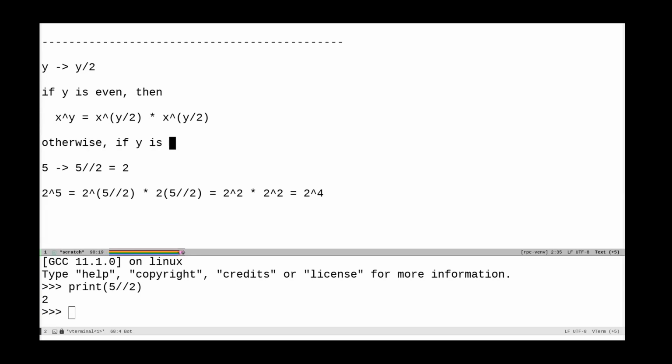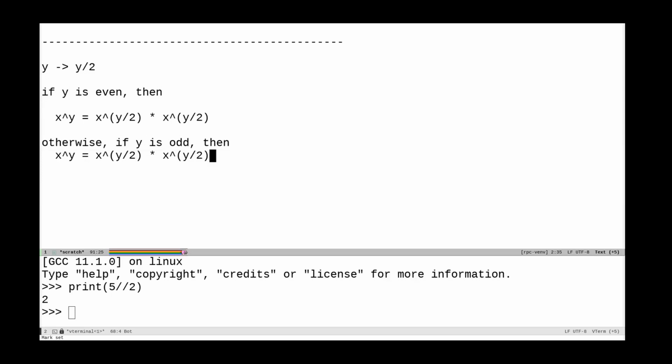Otherwise, if y is odd, then what we have is that x to the y is equal to x to the y, where I put the double slash to say that it is an integer division. So I take the lowest, and then I have to add a little extra x to make things work out. And so essentially the algorithm will use this more recursive approach.